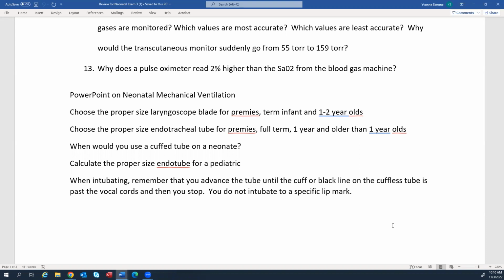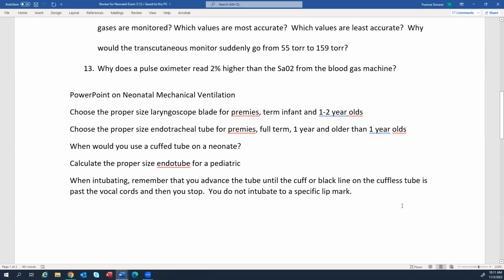So you don't intubate to get a certain lip mark. You visualize the tube going past the vocal cords, and when that black line is past the vocal cords, you stop. Then you make note of what the lip mark is. So don't intubate according to the lip mark. You check the lip mark after you've properly intubated.